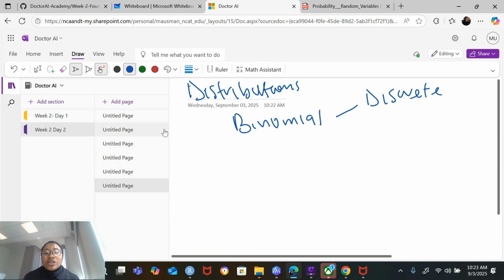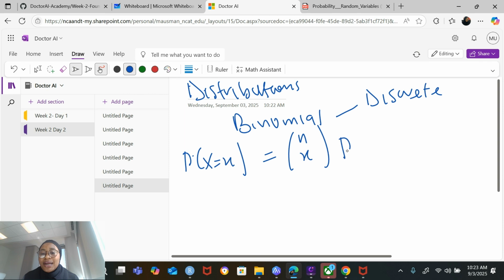Okay, so now the first thing we need to understand is the probability mass function of a binomial. So we can say P of X equals x is going to be n choose x, p raised to the power x, (1 minus p) raised to the power n minus x, where your x is coming from 0, 1, up to n. Okay, this is very important. This is the probability mass function of a binomial distribution.